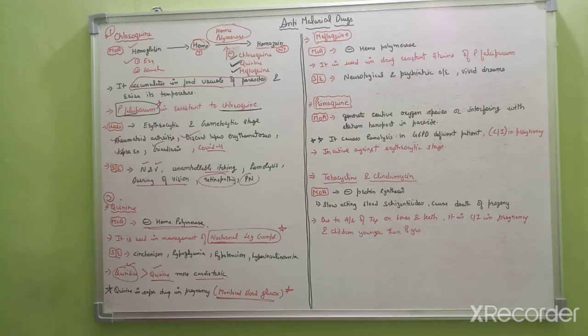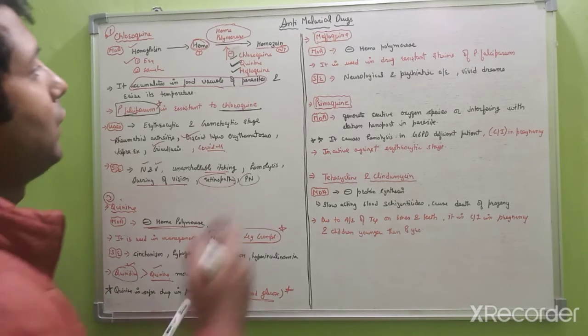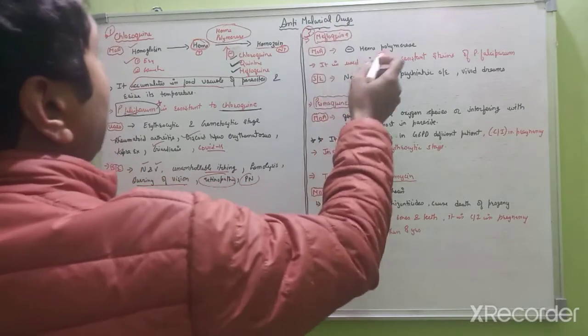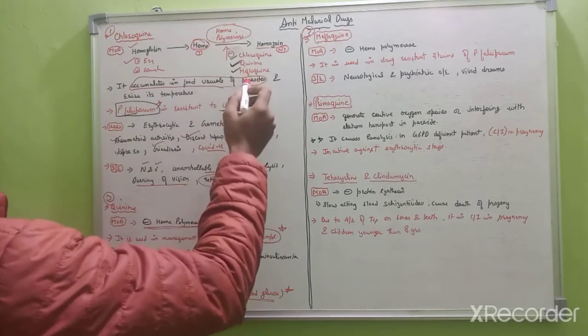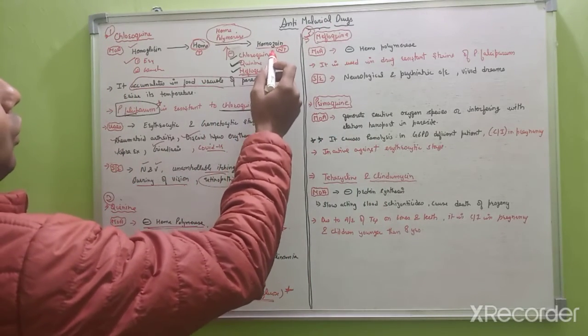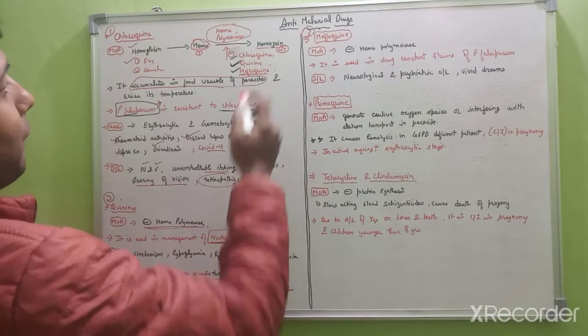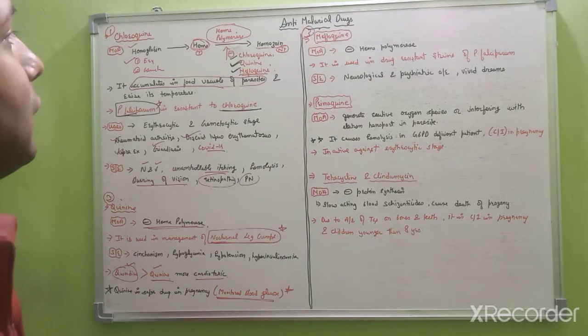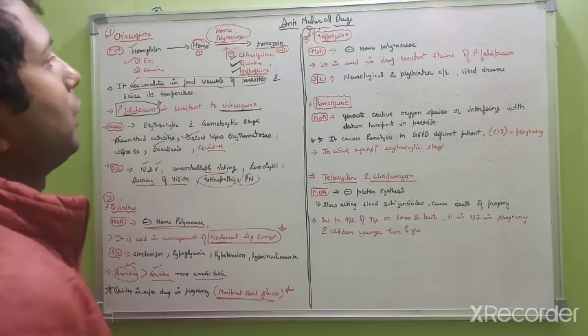Now the next, third drug is mefloquine. So mefloquine also inhibits this enzyme heme polymerase. Remember, chloroquine, quinine, and mefloquine will inhibit this enzyme heme polymerase.